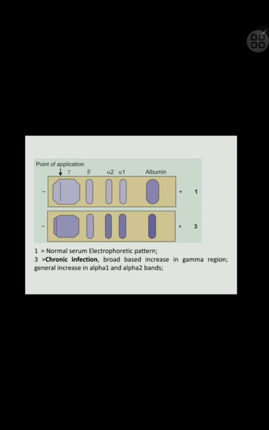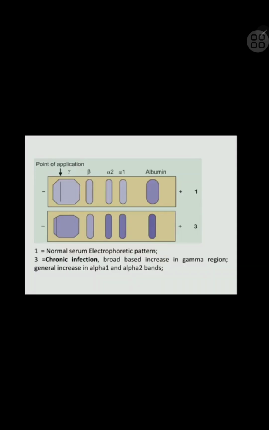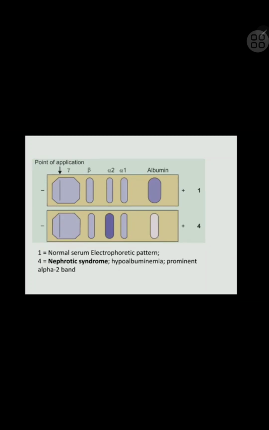This agar gel electrophoretic slide shows number 1, a normal serum electrophoretic pattern, and number 3, a case of chronic infection. In chronic infection, there is a broad based increase in the gamma region and a general increase in alpha 1 and alpha 2 bands. This is an agar gel electrophoretic pattern in case of nephrotic syndrome.